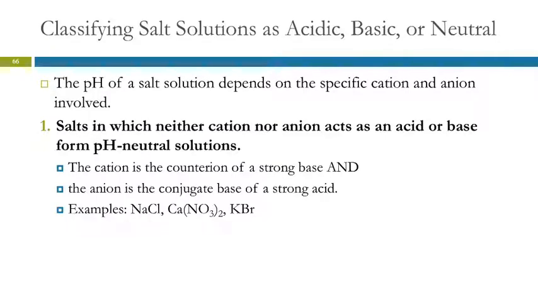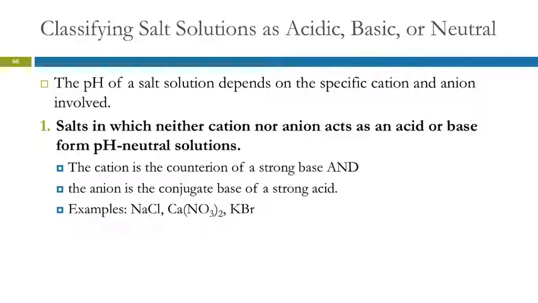So now that we've talked about cations and anions that can act as bases and acids, we're going to look at salt solutions. A salt solution can either be acidic, basic, or neutral because it has cations and anions in it, and those are potentially acids or bases. So the pH of the salt solution depends on which cations and anions are in them. If you have a salt solution where neither the cation nor the anion acts as an acid or base, then you get a pH neutral solution.